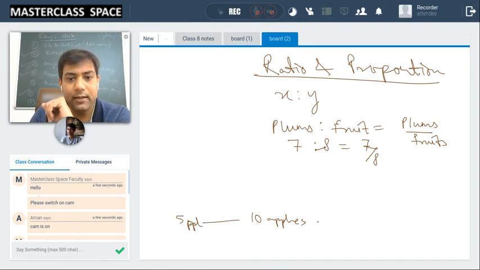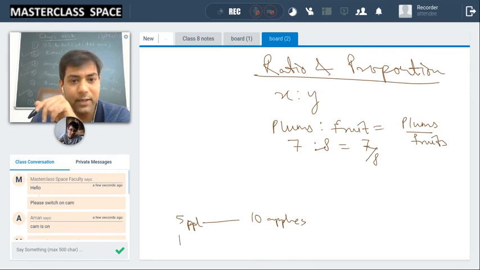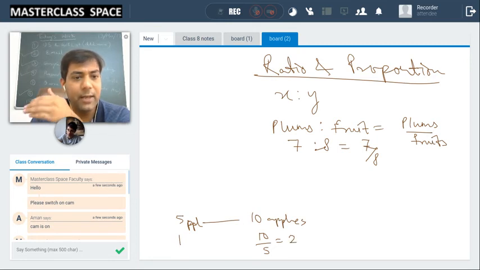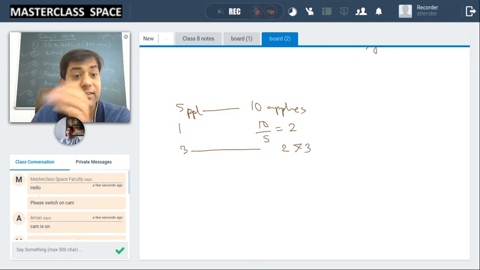Then each member, how much are they consuming? 2 apples. How did you get this? You make it for each member, 10 divided by 5, which is equal to 2. Then how many apples are 3 members consuming? You just multiply. You calculate it for 1, then you multiply it by 3. The same thing happens here in ratio.